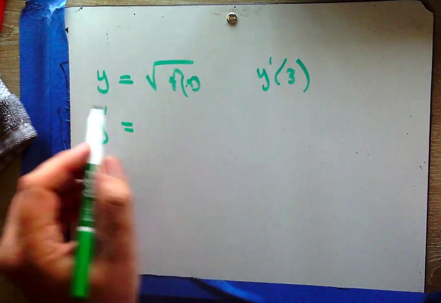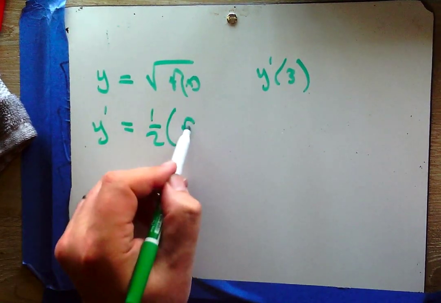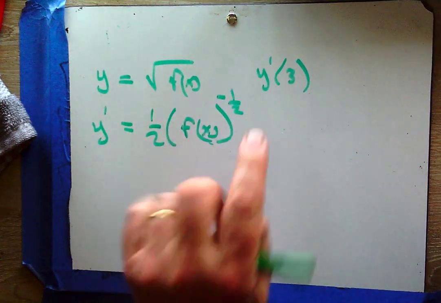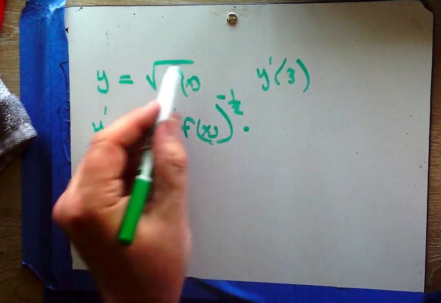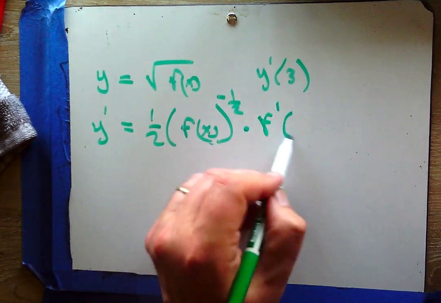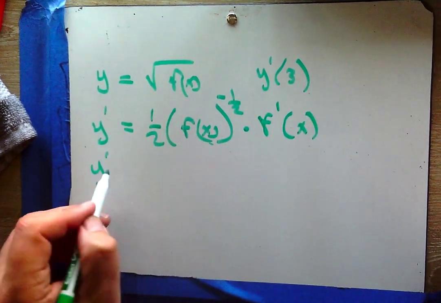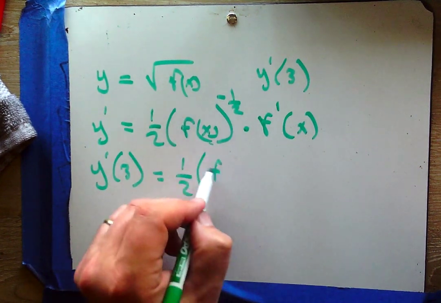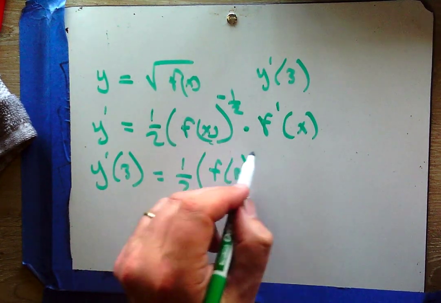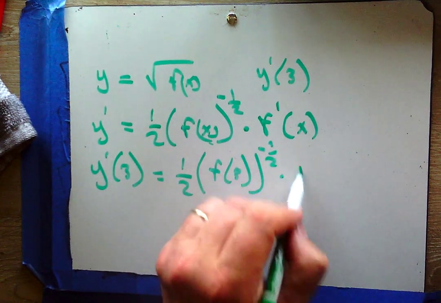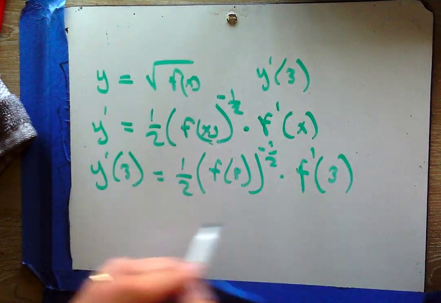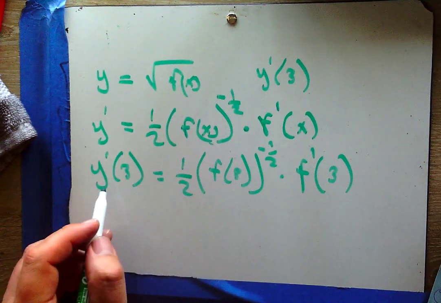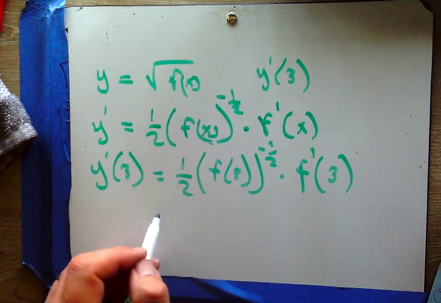Welcome back. Did you get y prime equals 1/2 f? Leave that inside alone. To the minus 1/2, don't lose that power, times the derivative of the inside function, which is called x. So y prime of 3 is going to be 1/2 f of 3 to the negative 1/2, times f prime of 3. Ooh, I seem to have lost the table. I'm glad I still have it on my notes.